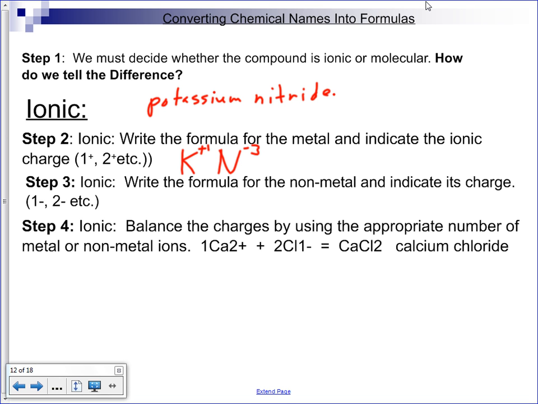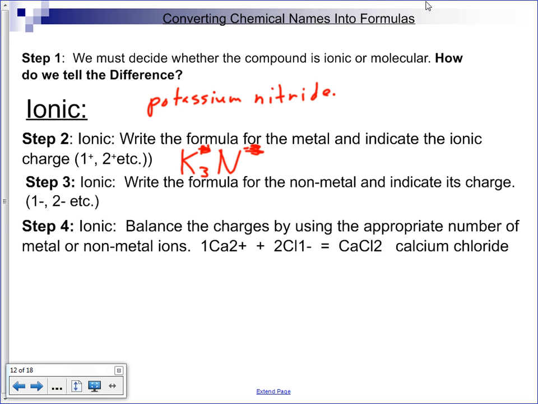I make it so that it's neutral the easiest way. What do I do with this? Right, I put the 3 in front of the K. We call that the drop and swap, or swap and drop, whichever order makes more sense to you. I take the 3 and put it down here. I take the 1 and put it there, but we don't write 1s. Now we're done. That's our formula, K3N. Is everybody all right with that?